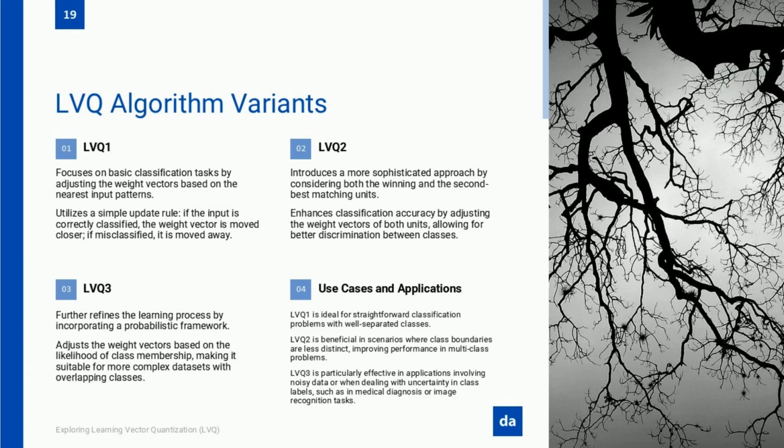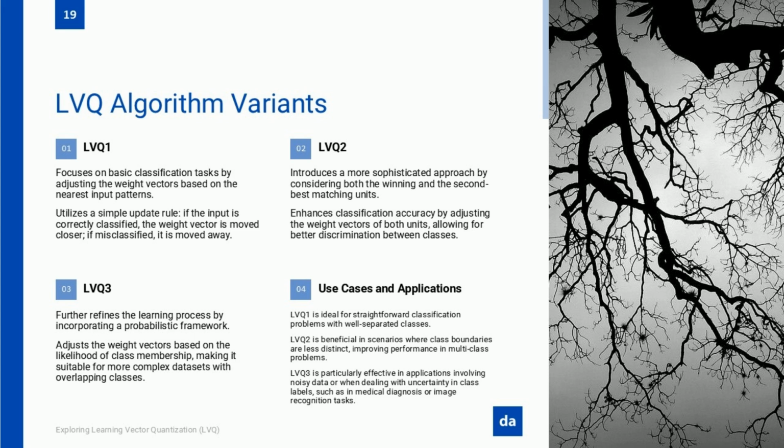Let's dive in. So we know that LVQ is powerful, adaptable, and efficient. But did you know that there isn't just one version of LVQ? That's right. LVQ actually comes in different flavors, each fine-tuned to handle specific challenges like noisy data, high-dimensional spaces, and complex decision boundaries. Think of it like different models of the same car. Some are built for speed, some for off-roading, and some for luxury. Today, we're diving into the three major LVQ variants: LVQ1, LVQ2, and LVQ3, and figuring out which one works best for different scenarios.